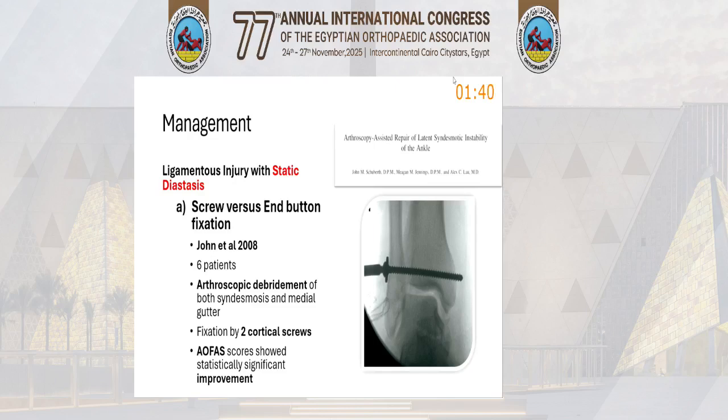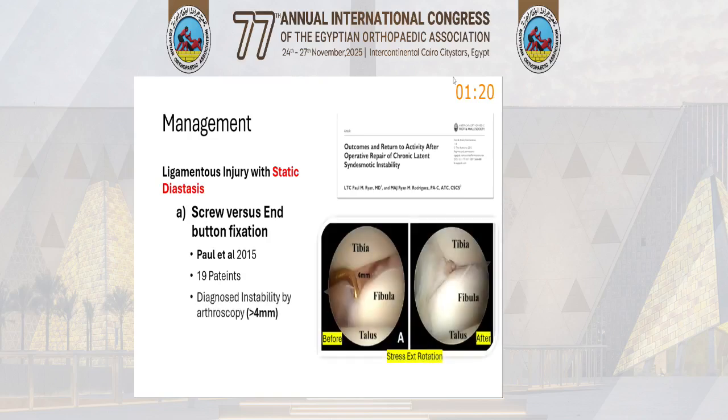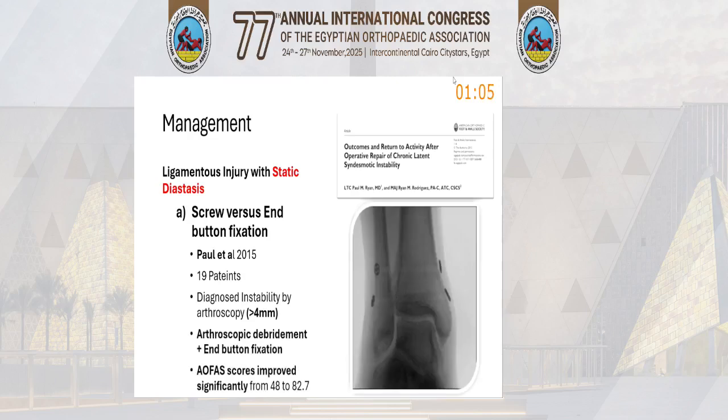Examples of publications about this: John et al. in 2008 performed arthroscopic debridement for 6 patients, using 2 cortical screws, and the AOFAS scores showed statistically significant improvement in these cases. What about the buttons? Powell et al. in 2015, 19 patients, diagnosed instability by arthroscopy if it opened more than 4 millimeters, if he introduced a probe with a transverse diameter of 4 millimeters, it was considered unstable, and fixed it using debridement and endobutton fixation. The AOFAS score improved significantly from 48 to 82.7.